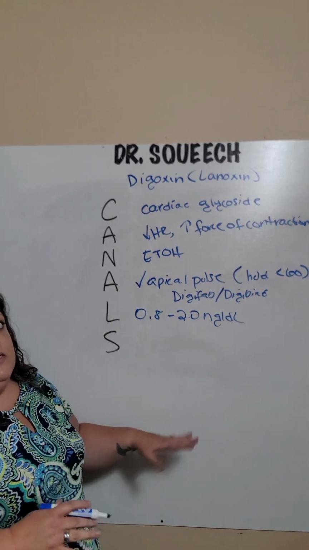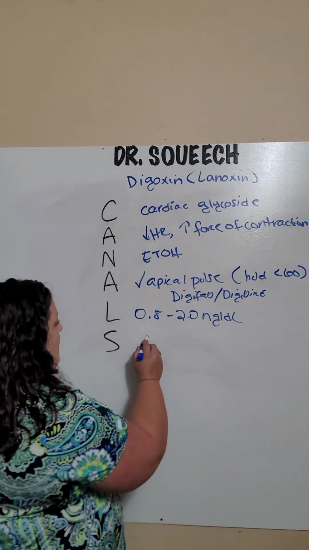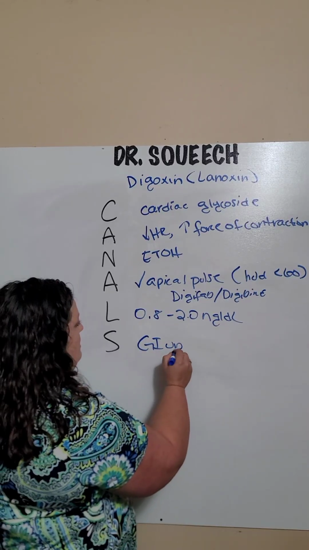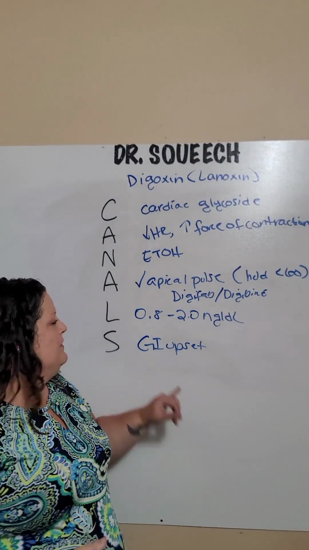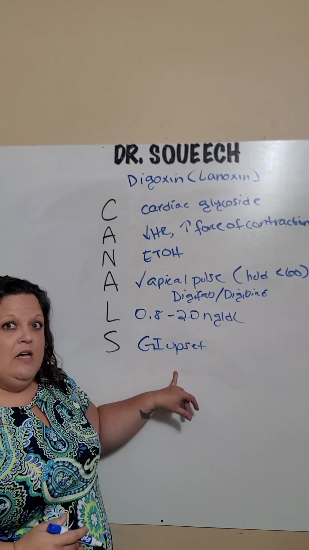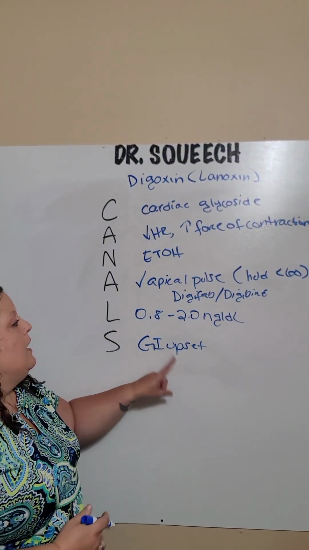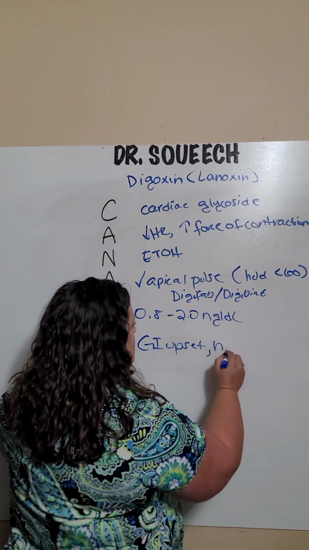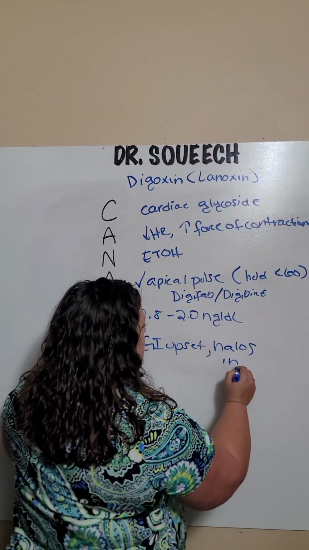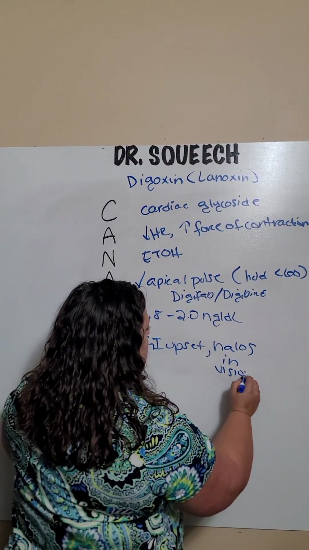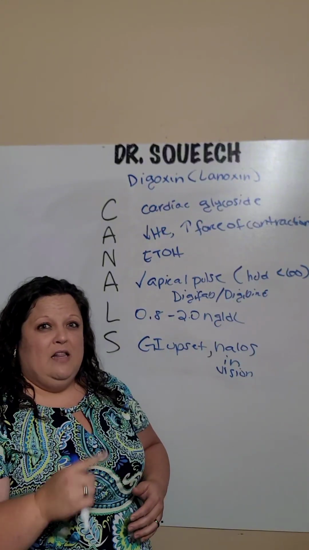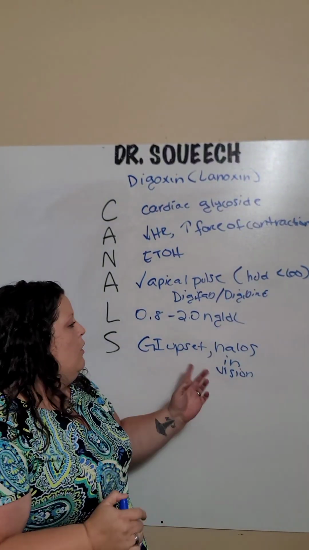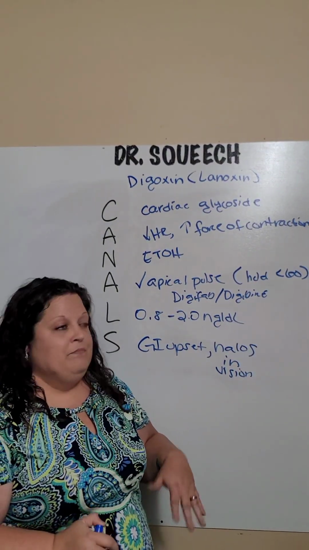And the side effects. Now, digoxin does have some GI upset noted. So even though I said nausea, vomiting, diarrhea, there's enough complaints of patients having GI upset. It is noteworthy. Another thing that's unique is they have halos in their vision. And what that means is they're going to have little rings, usually yellow or green in color, around objects in their field of vision. That's unique.